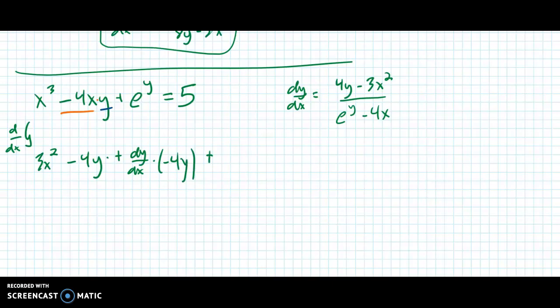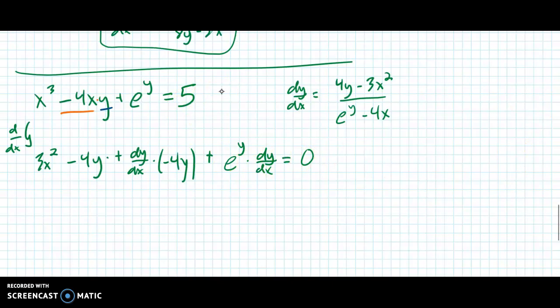Then I get my plus. The e to the y derives to e to the y, but I need to multiply by the derivative of the innards with respect to x, so I need to multiply by dy/dx. Equals, right-hand side, derives to 0. You may say, oh, the right-hand side is derived to 0. Well, one of the typical ways to write these implicit curves is to write all of this mess equals something. So that's why we've always got a number there on the right side. It's always going to derive to 0, unless there's x terms or y terms over there.